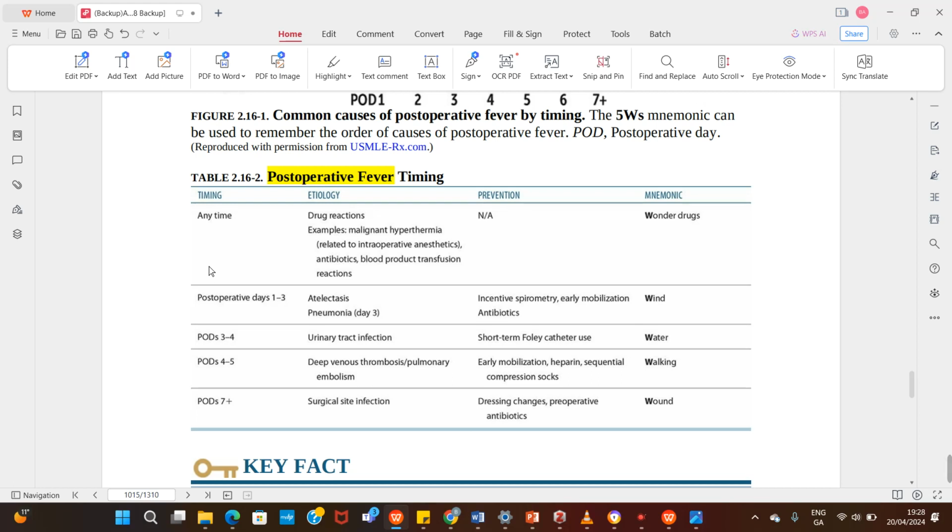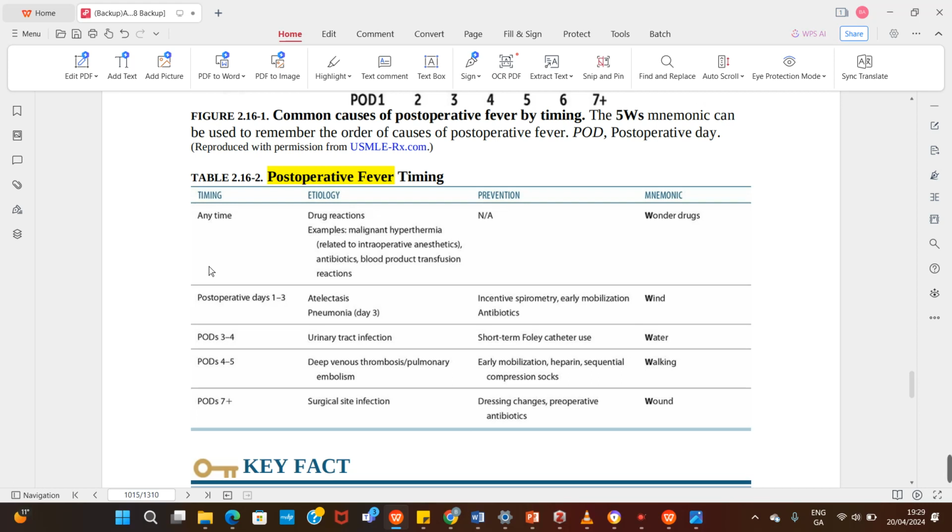Day 3 to 4, think about water, urine, UTIs. So the only way you can prevent your UTIs from causing postoperative fever is what? Don't use your Foley catheter for more than a week. Remove it and change it after a week. If you retain it for a long time, it can cause fever within day 3 to day 4.